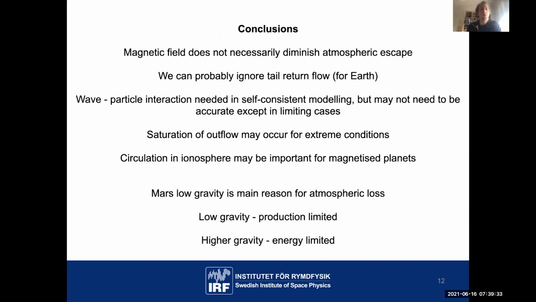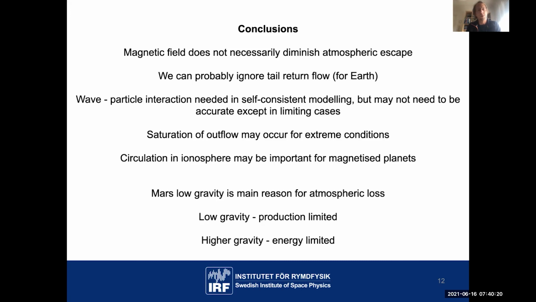So my conclusions are what I think quite a lot of people already know, that magnetic field does not necessarily diminish atmospheric escape. I have a suggestion for modelers that hopefully you can ignore the tail return flow, at least for Earth. Wave particle interaction is needed in a self-consistent modeling, as we just heard in the previous talk, and that's difficult to do, but maybe it need not be super accurate, except in limiting cases. It may be enough to provide velocities above escape velocity. But if we want to go really far for really extreme conditions, then saturation of the outflow may occur, and I think more work is needed there.